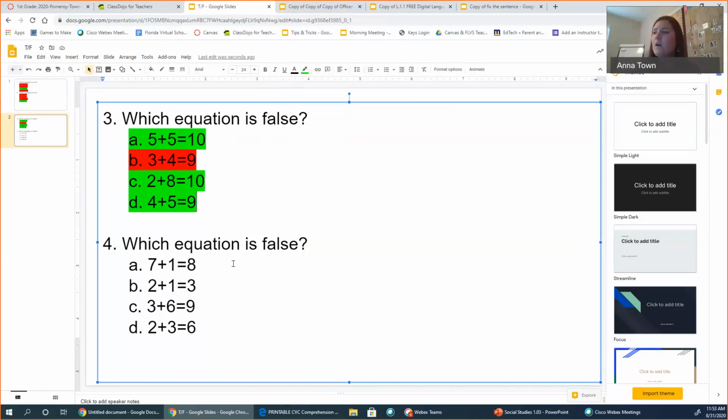Okay, look at number 4. We're finding the false equation. That means incorrect equation again. Look at A, B, C, and D and write down or circle the one that is incorrect. It's false.